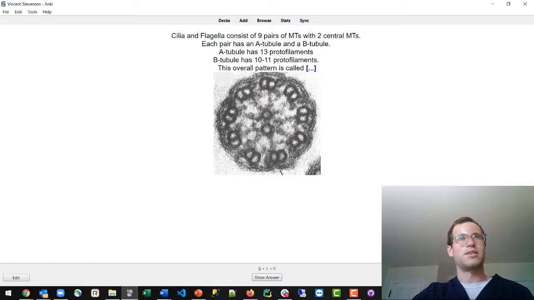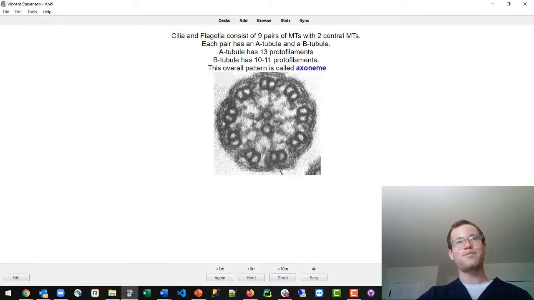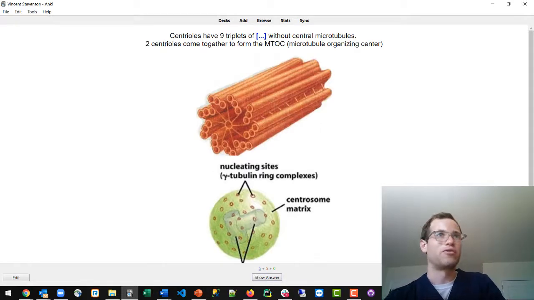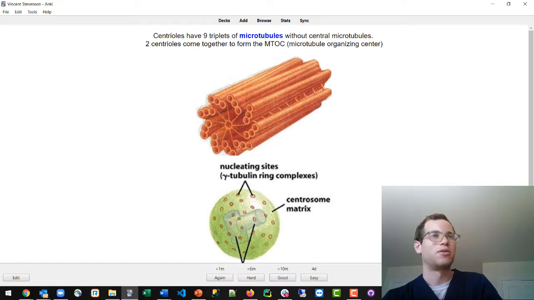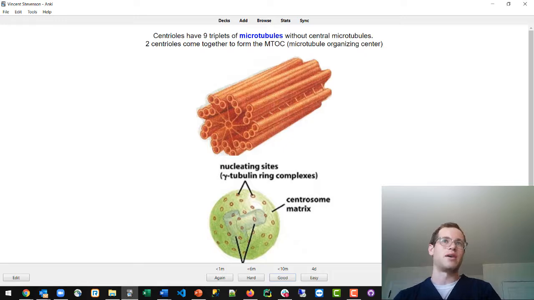And then we've got cilia and flagella. It's got that 9x2 pattern, and that was that thing called an axoneme. When we look at centrioles, they are going to be triplets of these microtubules, but they don't have those central microtubules. And centrioles are cool because you'll get two of them coming together and they form the microtubule organizing centers.